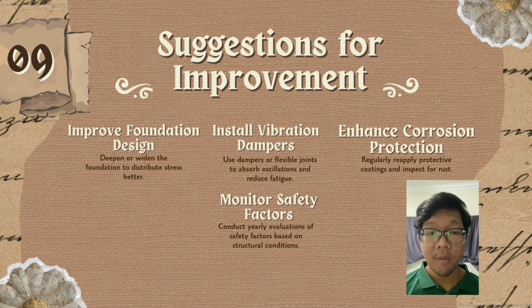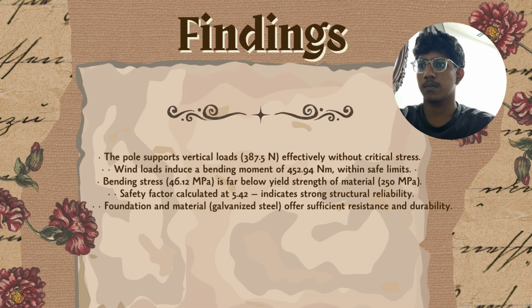Third, we must enhance corrosion protection. Regularly reapplying protective coating and conducting inspections for signs of rust will help maintain the integrity of the pole, especially at joints and base areas exposed to moisture. Lastly, we suggest monitoring safety factors more closely. Conducting yearly evaluations based on updated structural condition will ensure ongoing safety and reliability.